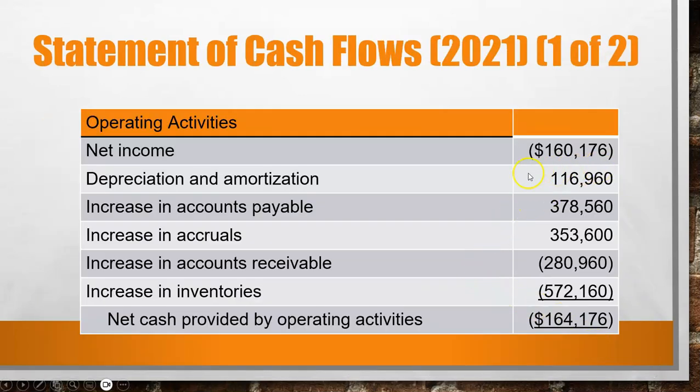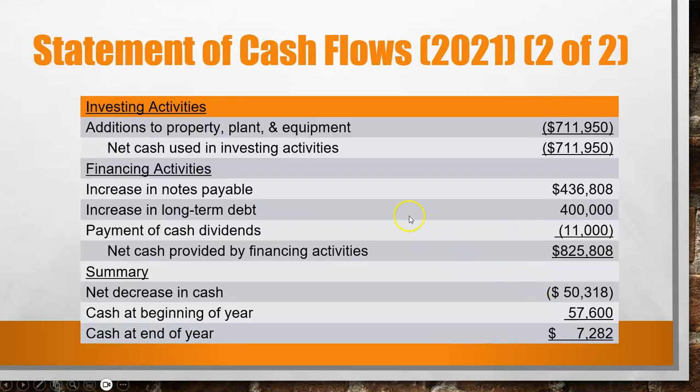So our net income, statement of cash flows, our net income, you start with that, negative 160, depreciation and amortization, add an increase in accounts payable, add in our increase in accruals, subtract out our accounts receivable, increase in inventories, and that's the net cash provided by operating activities. Operating activities are what you do every day as part of your day-to-day activities.